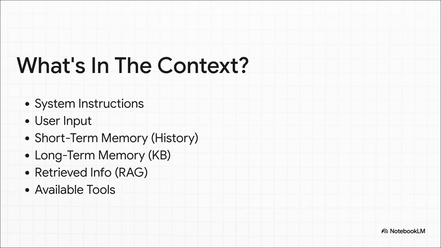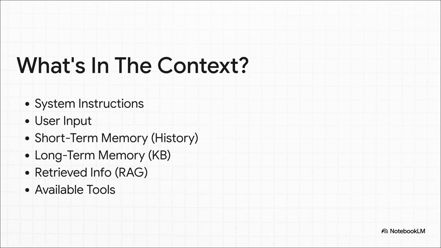You've got your high-level system instructions that tell the AI who it should be. You have the user's actual request, of course. Then there's short-term memory, what have we been talking about just now? And long-term memory, what does it know about me from the past? And then, this is crucial, it has retrieved information. This is stuff it pulls from databases using a technique called RAG, which stands for Retrieval Augmented Generation.